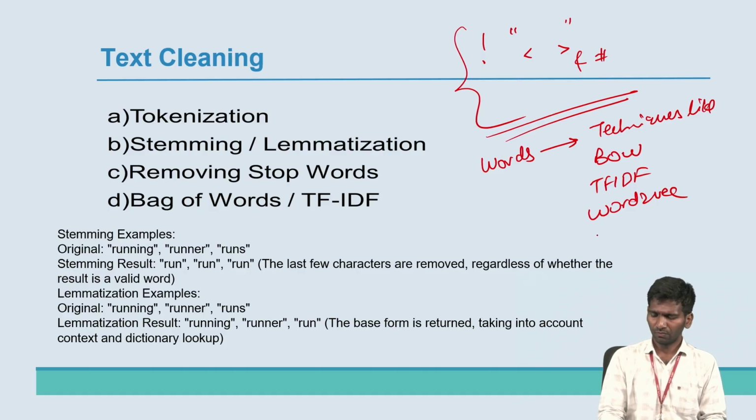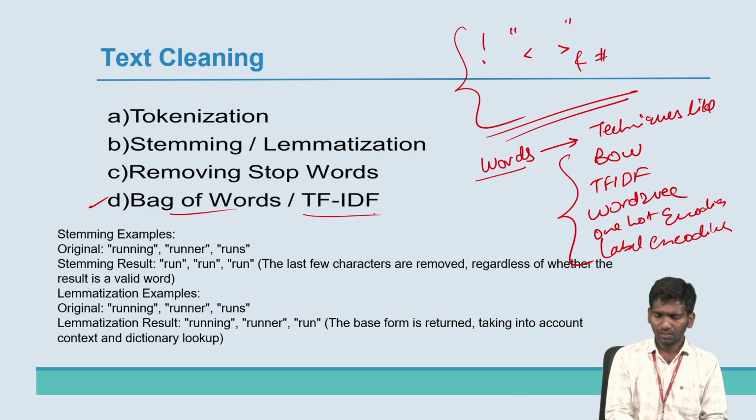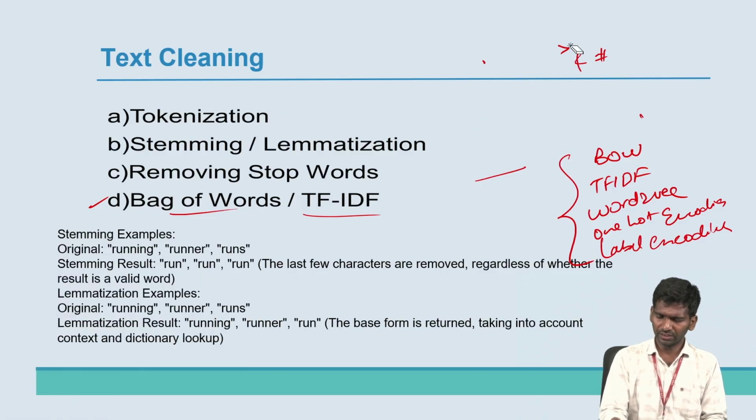So these are some of the techniques, like one-hot encoding and label encoding, to convert words or text into vectors. After all these steps, you come to this step. These are some of the techniques that are used to convert words into vectors. I hope you understood these terminologies.